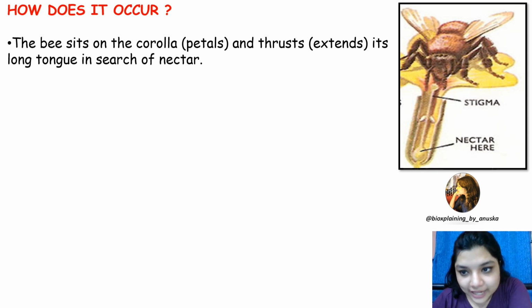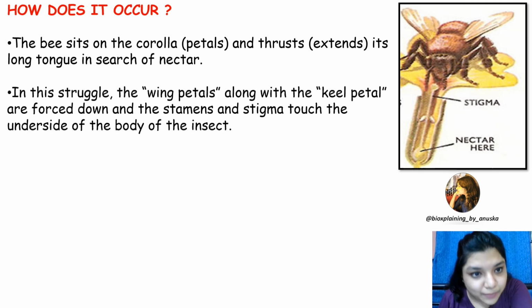Where are the nectaries present? The nectaries are usually present either at the base of the petals or at the base of the entire pistil, right? So the bee tries to put out its tongue and get the nectar from the nectary. So in this process, what happens is the wing petals and the keel petals are forced down.